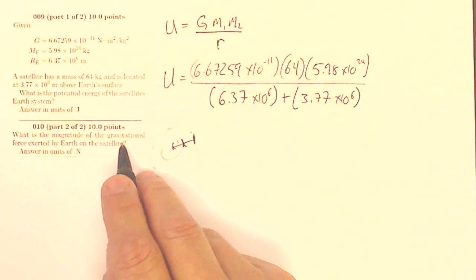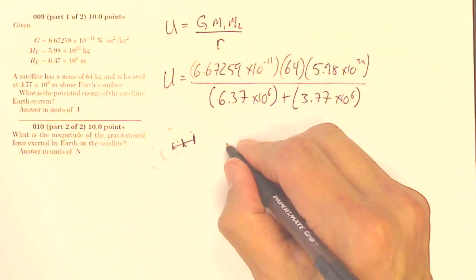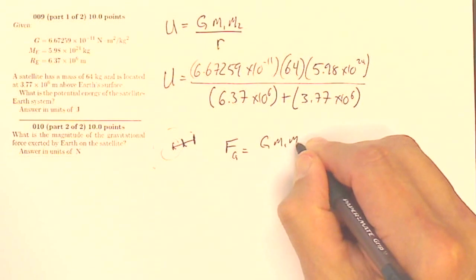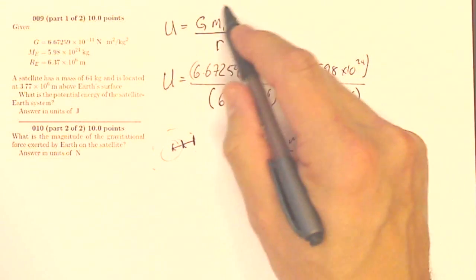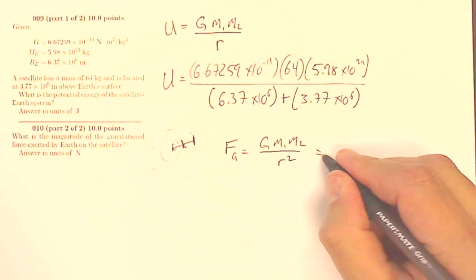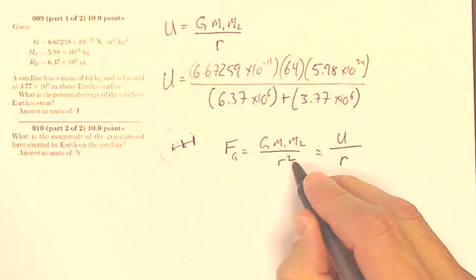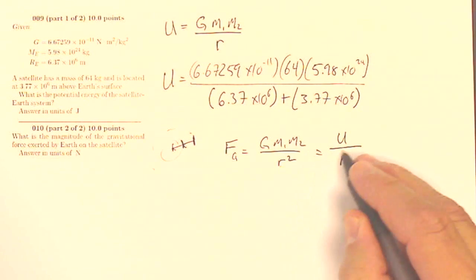Now it says, what is the magnitude of the gravitational force exerted by Earth on the satellite? Well, my force of gravity is going to be G m1 m2 over r squared. So I could take this U that I just figured out and divide again by this whole r. So this is going to be the U divided by the r again, because all of this, without that r squared with only the single r, is the U, and then I've also got r.